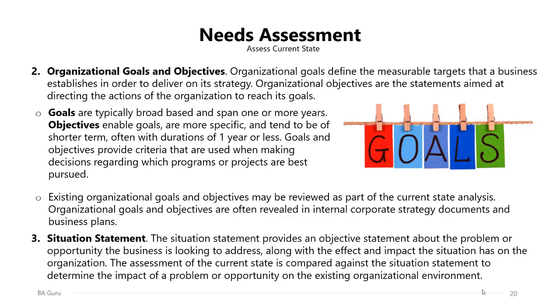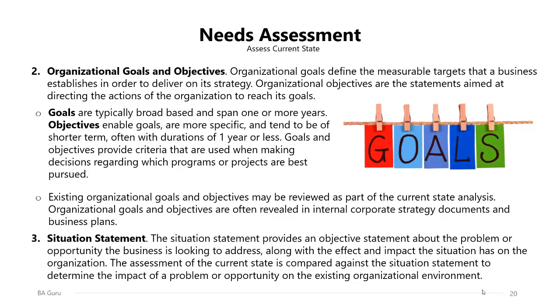The last input will be the situation statement, which is the key output of the identify problem or opportunity process. It provides an objective statement about the problem or opportunity the business is looking to address, along with the effect and impact the situation has on the organization. The assessment of the current state is compared against the situation statement to determine the impact of a problem or opportunity on the existing organizational environment.